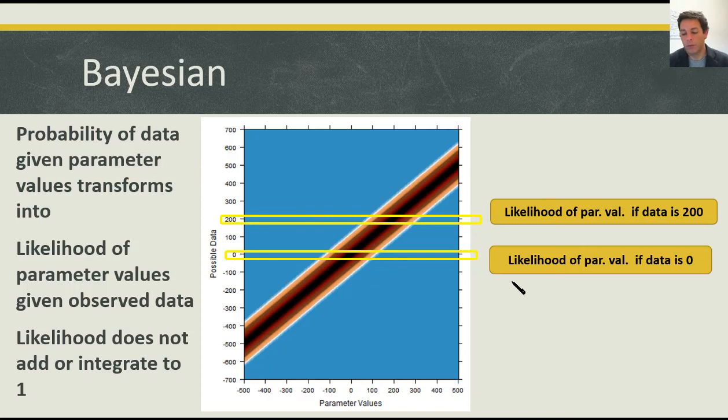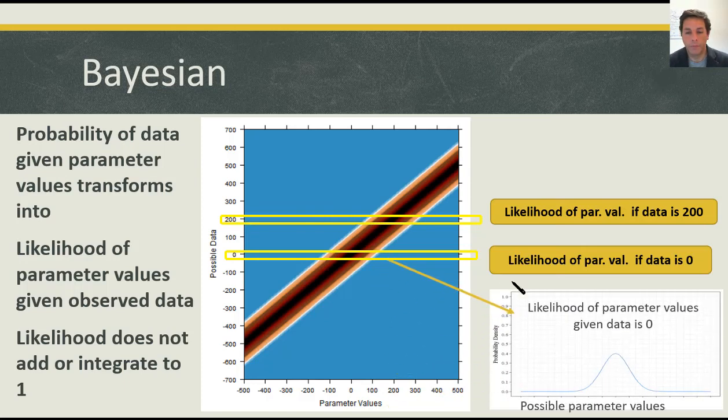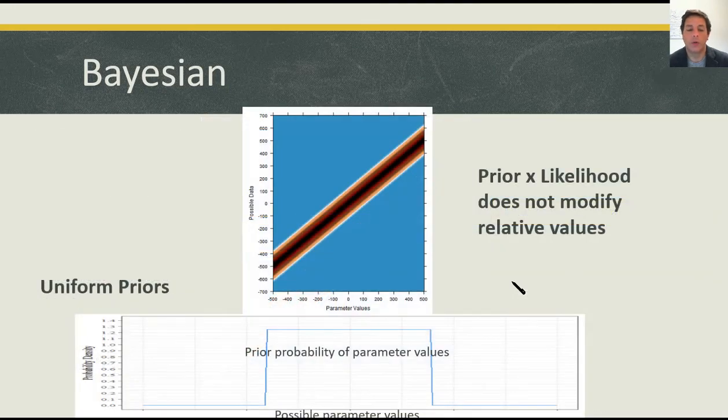Okay, now we need to add the prior. In this case I added a uniform prior. A uniform prior means that, and remember, the prior is the belief I have about the possible parameter values before collecting the data. And in this uniform prior distribution, I'm saying I have no idea.